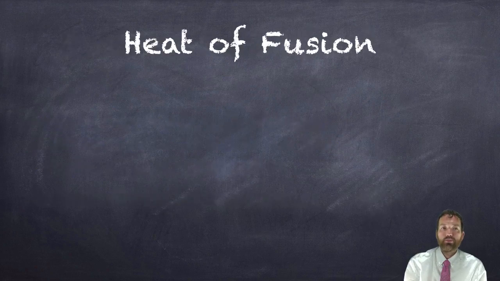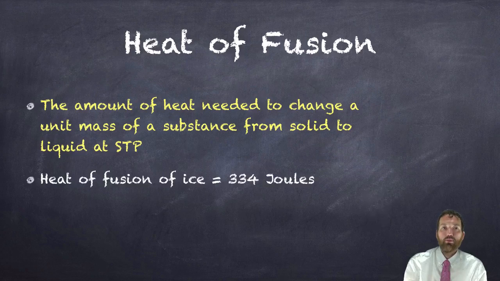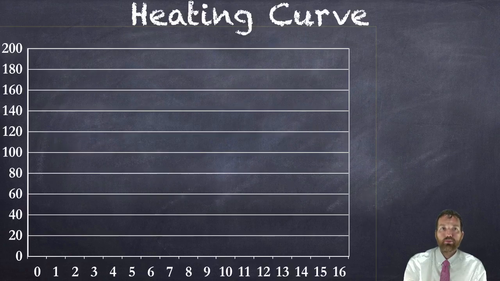The amount of heat needed to change a unit mass of a substance from a solid to a liquid, in other words, the amount of heat we need to add to melt something at STP, is called the heat of fusion. For ice, it is also 334 joules. It just depends on whether we're adding 334 joules to melt something or taking away 334 joules to solidify or freeze something. We can see this on a heating curve here.